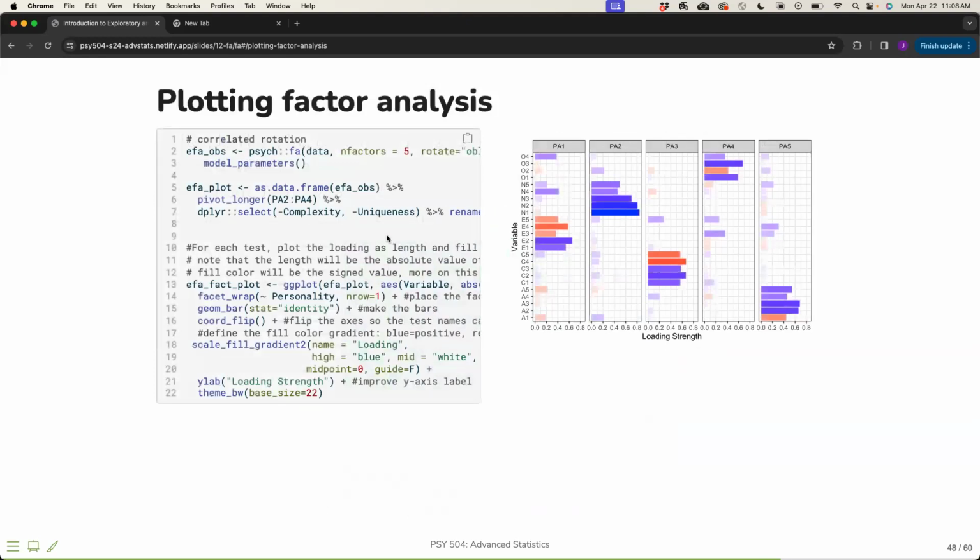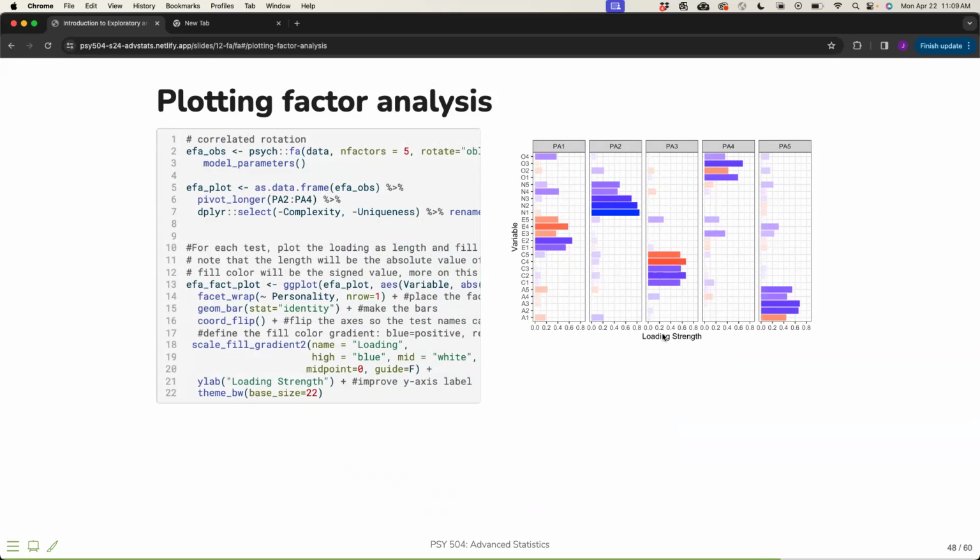All right, so now I want to talk a little bit about visualization. There's lots of different ways that we can visualize a factor analysis. I really like this way. This is what I stole from my postdoc advisor because I really like the visualization. So I've used this in a couple papers.